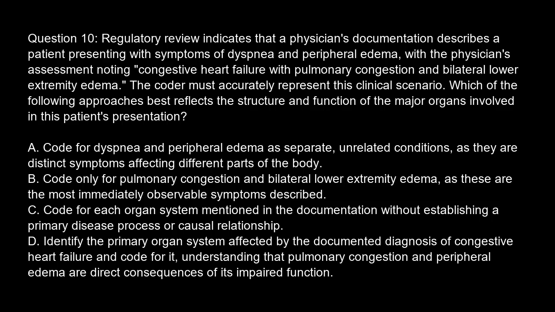Option A. Code for dyspnea and peripheral edema as separate, unrelated conditions, as they are distinct symptoms affecting different parts of the body. Option B. Code only for pulmonary congestion and bilateral lower extremity edema, as these are the most immediately observable symptoms described. Option C. Code for each organ system mentioned in the documentation without establishing a primary disease process or causal relationship. Option D. Identify the primary organ system affected by the documented diagnosis of congestive heart failure and code for it, understanding that pulmonary congestion and peripheral edema are direct consequences of its impaired function.